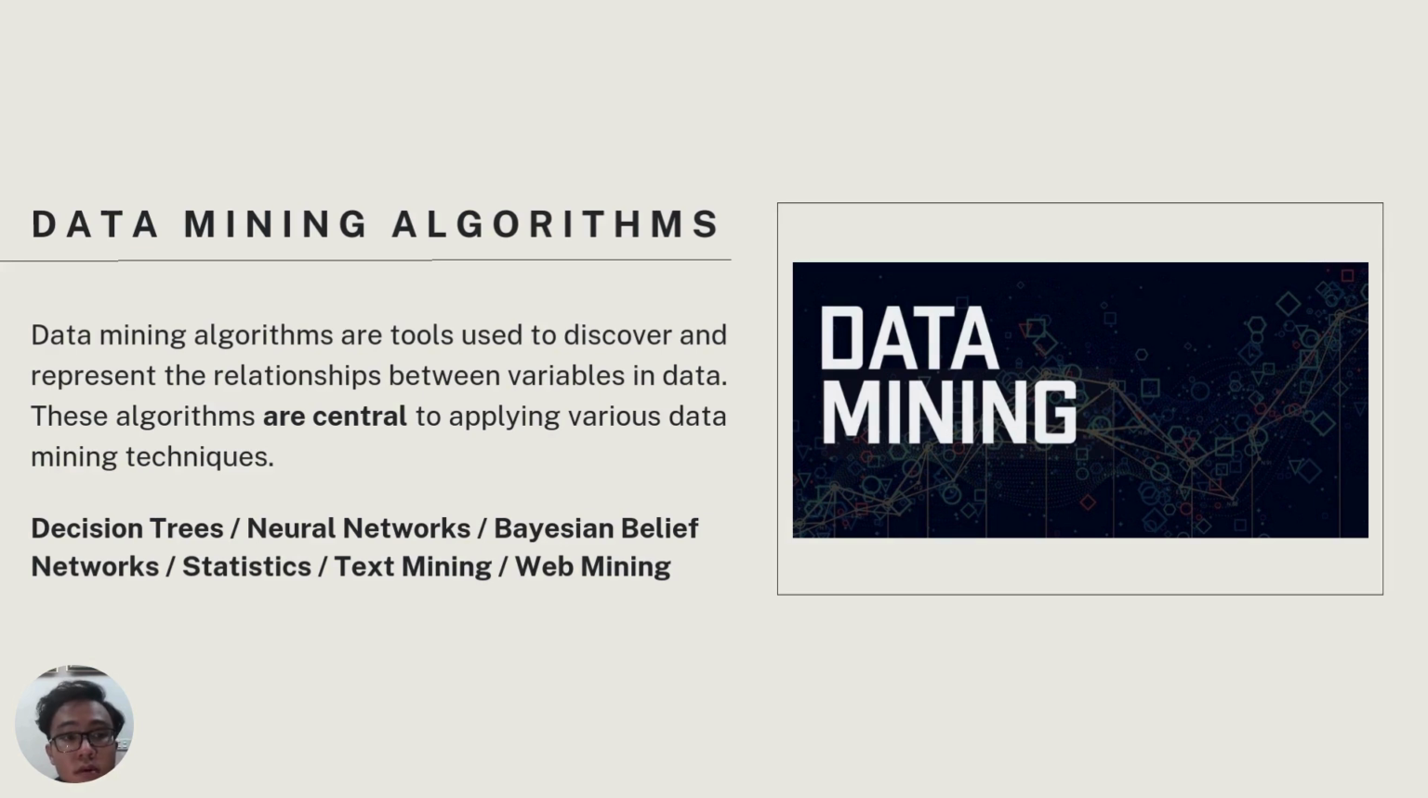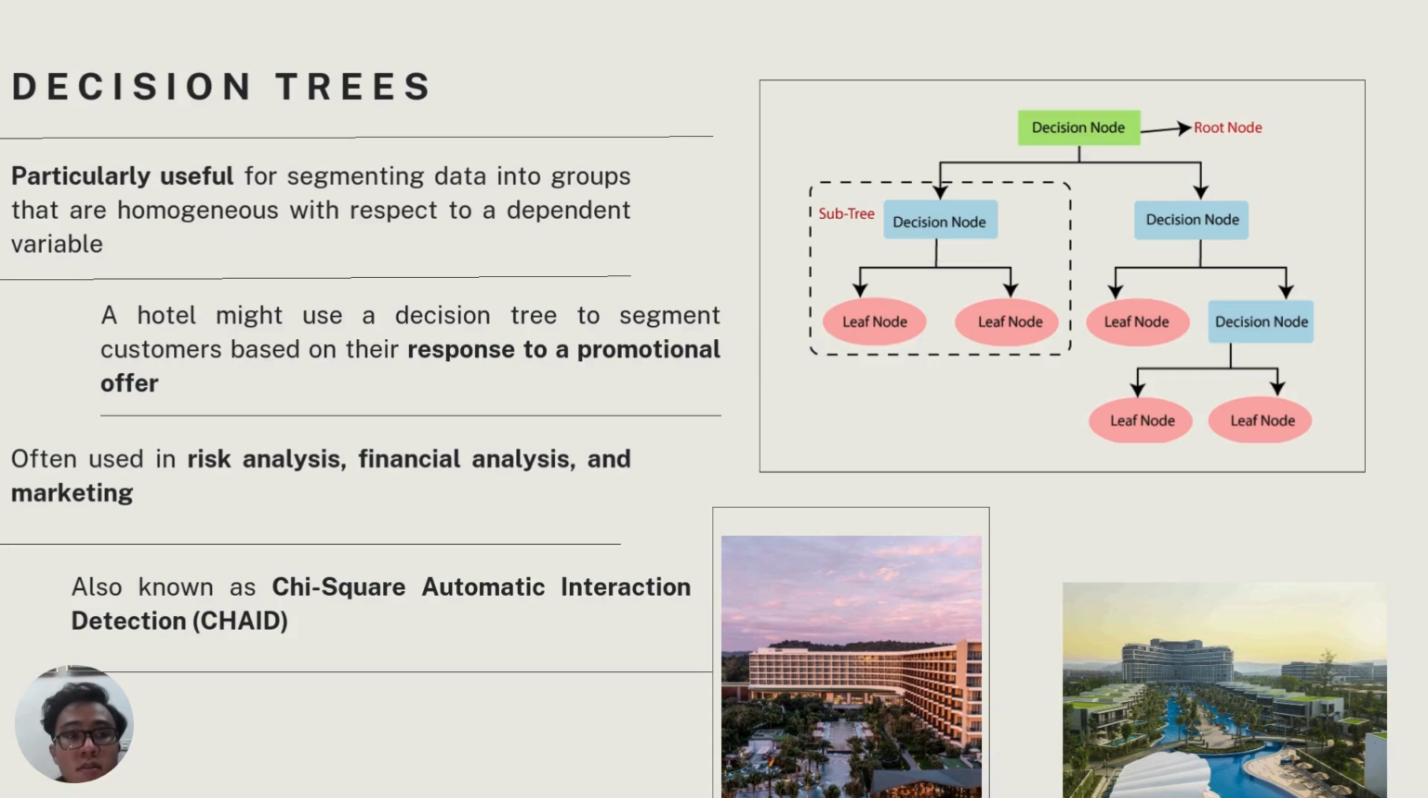There are about seven main algorithms: decision trees, neural network, Bayesian belief network, statistics, text mining, and web mining. The decision tree is particularly useful for segmenting data into groups that are homogeneous with respect to the dependent variables.